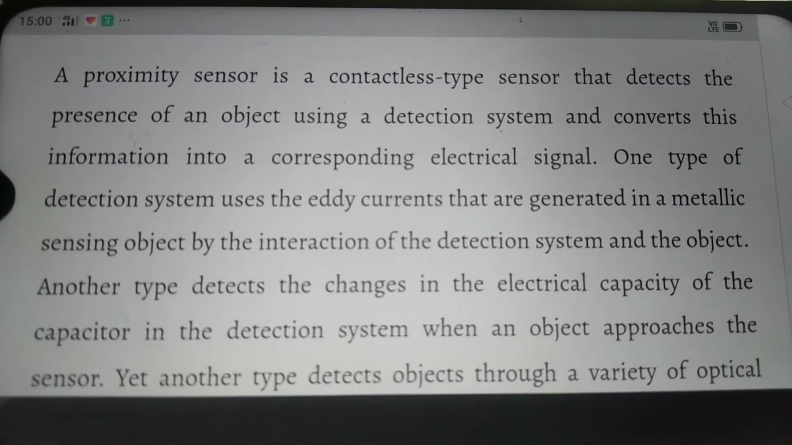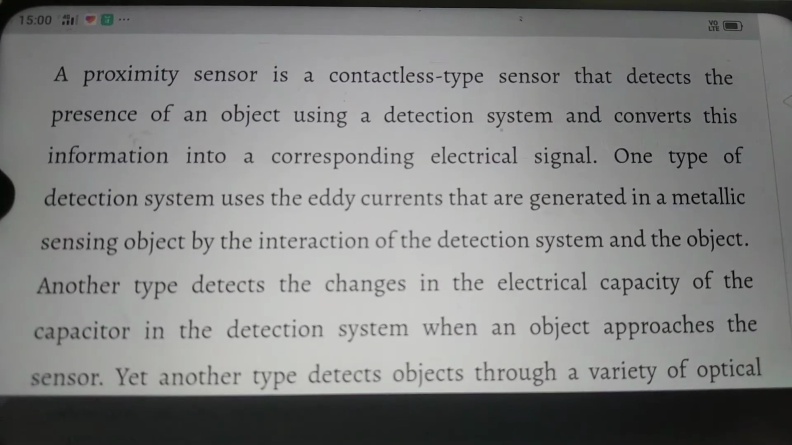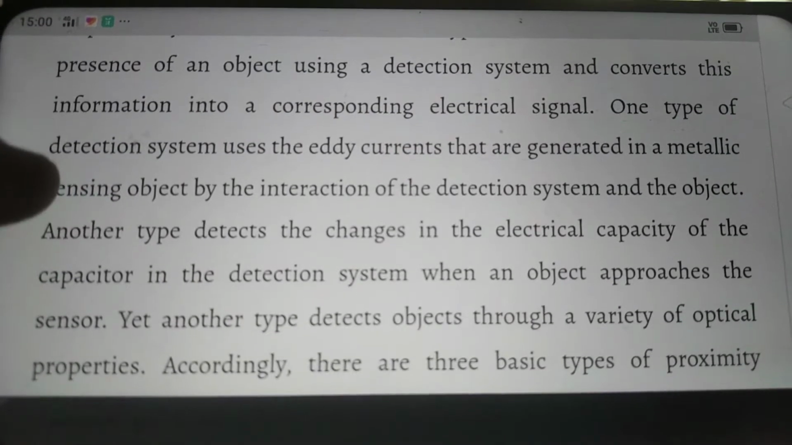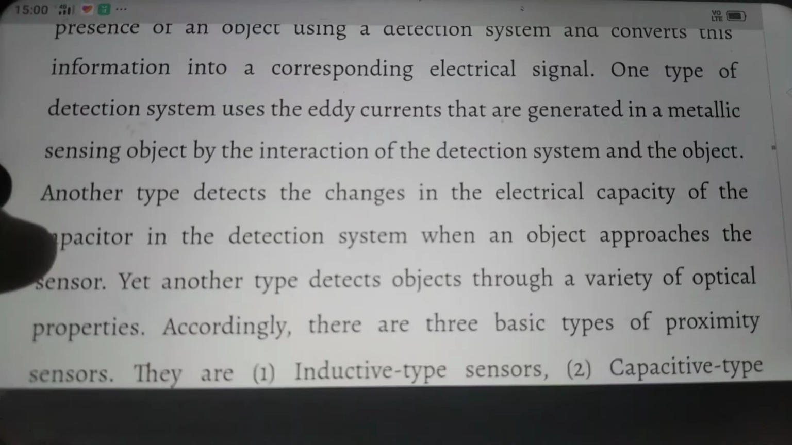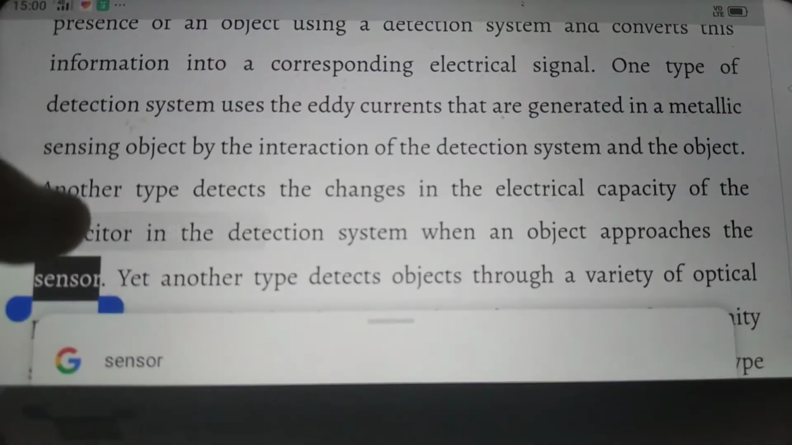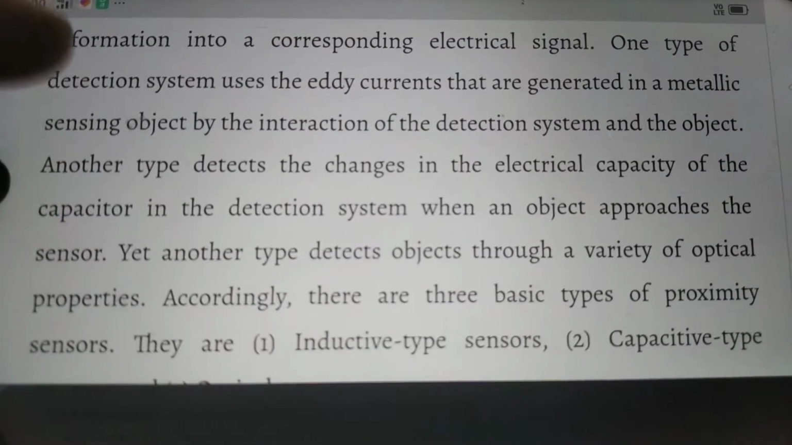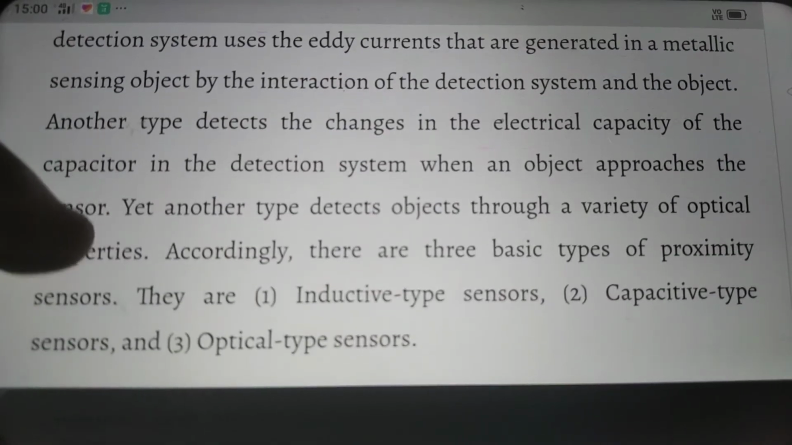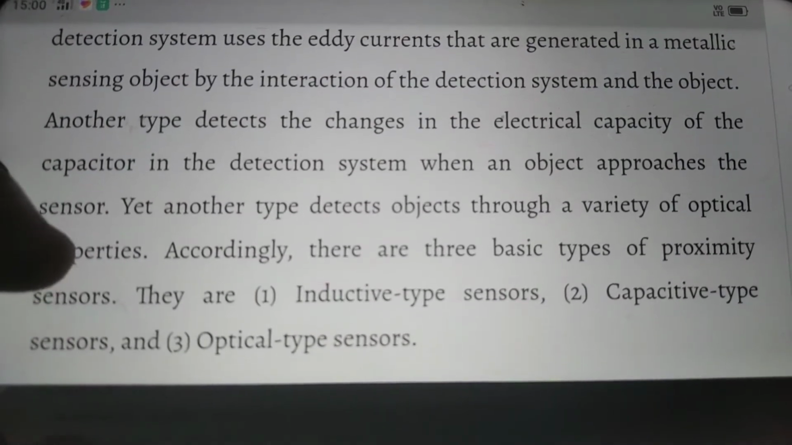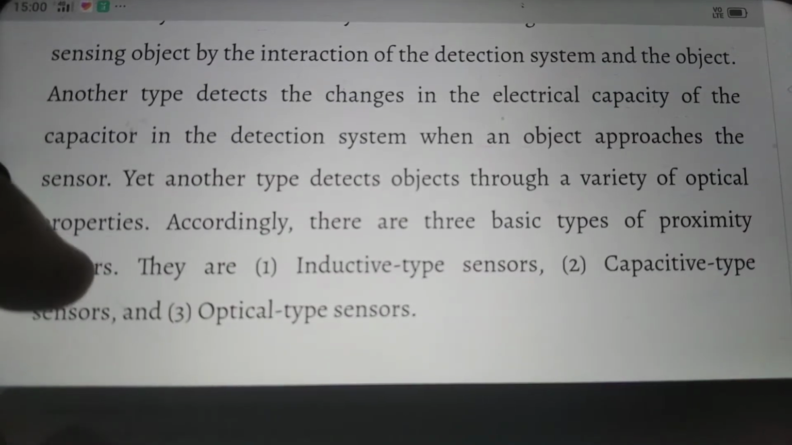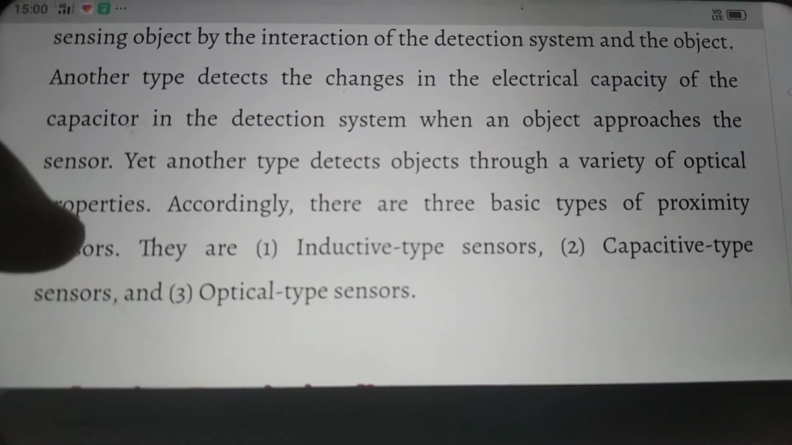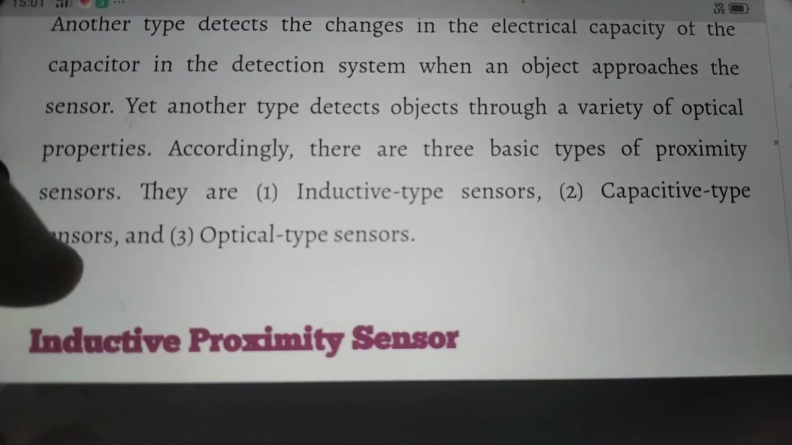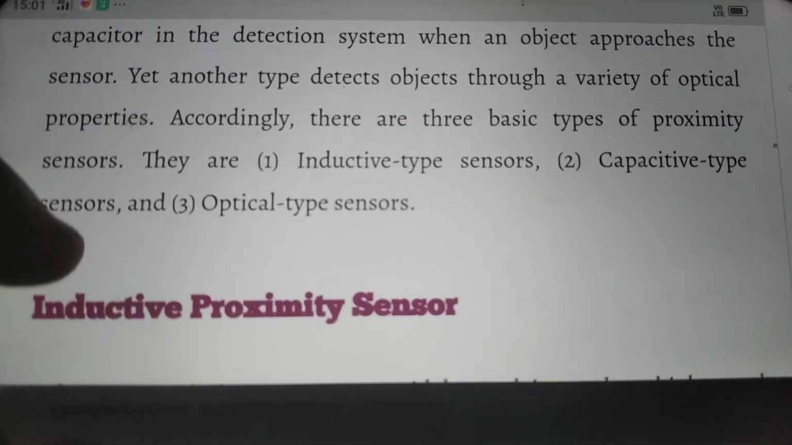Proximity sensor is a contactless type sensor that detects the presence of an object. Using the detection system, it converts this information into the corresponding electrical signal. One type of detection system uses the eddy currents that are generated in a metallic sensing object by interaction of the detection system on the object. Another type detects the changes of electrical capacity of a capacitor in the detection system when an object approaches the sensor.